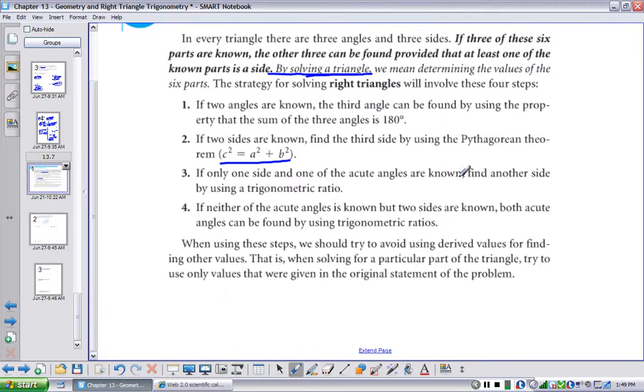If you have one side and one of the acute angles known, you can find the other by using a trigonometric ratio. The acute angles are the angles less than 90 degrees. If neither of the acute angles is known but 2 sides are known, both acute angles can be found by using trigonometric ratios. And they say when doing this, you should always try to use the values that are given to you and not the values that you have found, because you can make an error, and if you base all your answers on some calculation you found, then you may end up getting the whole problem wrong.